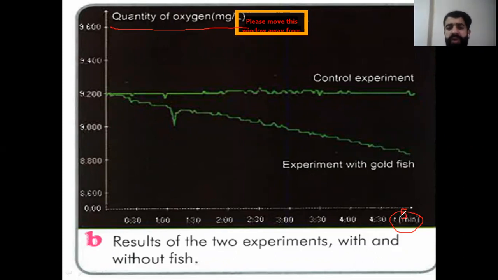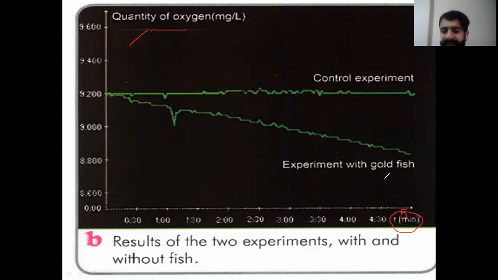So here are the results of the two experiments. If I have to give the title for this graph, it is the variation of the y-axis as a function of the x-axis. What is on the y-axis is the quantity of oxygen in milligram per liter. And what is on the x-axis is the time in minutes. So the title is going to be the variation of the quantity of oxygen in milligram per liter as a function of the time in minutes.